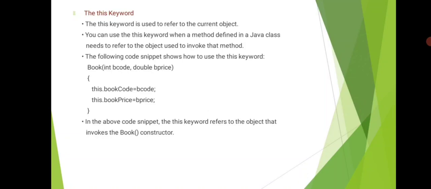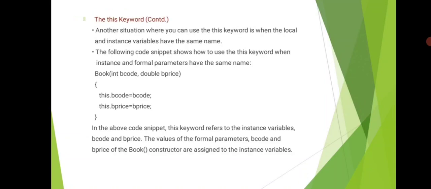So writing it with this makes no change. But when is it actually used? It is used when the local variables and the instance variables have the same name. Another situation where you can use the this keyword is when the local and instance variables have the same name.